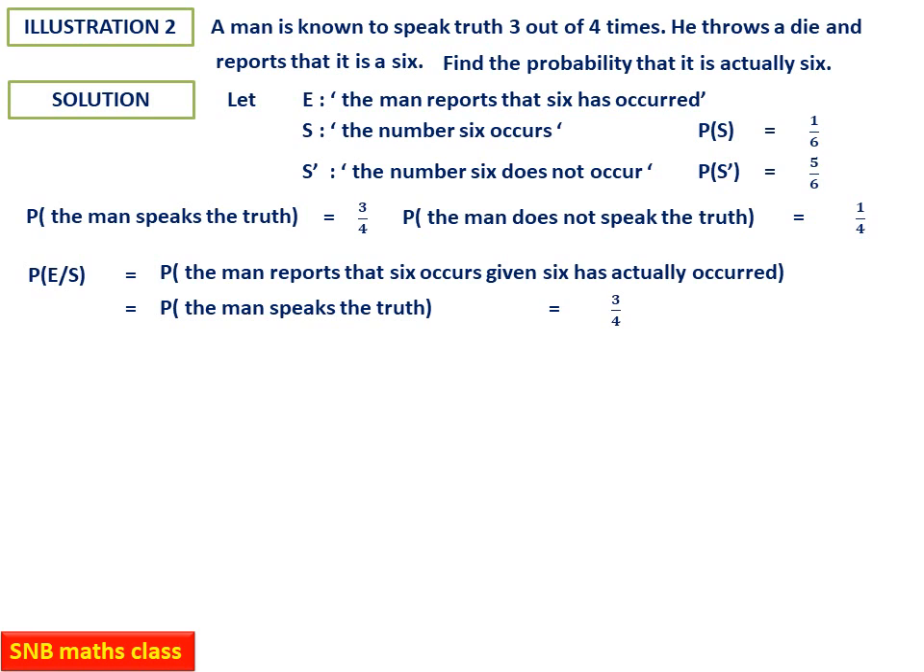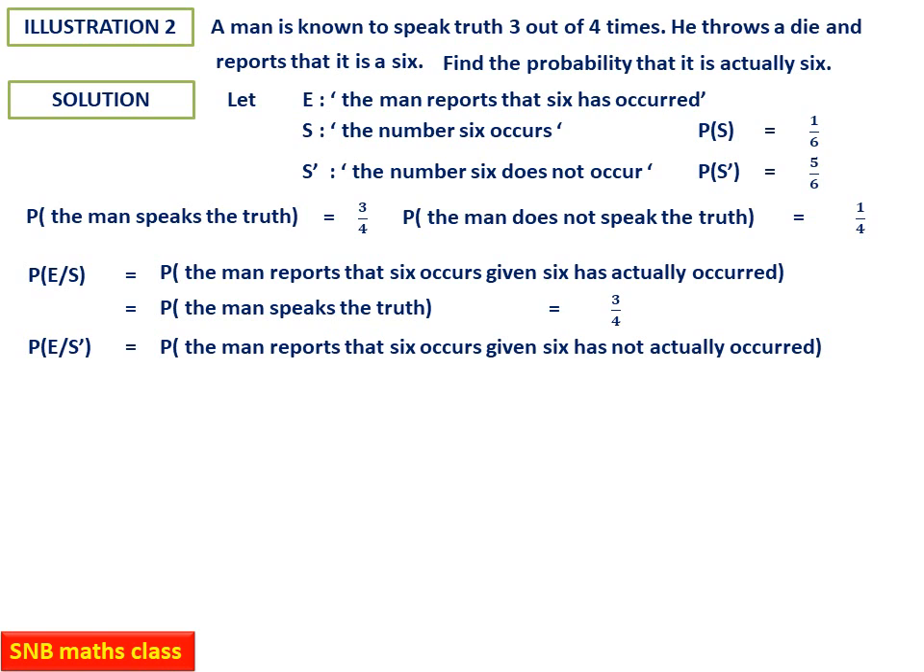So here, though it is given that the probability that the man speaks the truth is 3 by 4, it is a conditional probability, probability E given S. Similarly, probability E given S complement will be the man reports that 6 has occurred, but it has not actually occurred. So this is the probability the man does not speak the truth. Therefore, it is 1 by 4. This is the important step here.